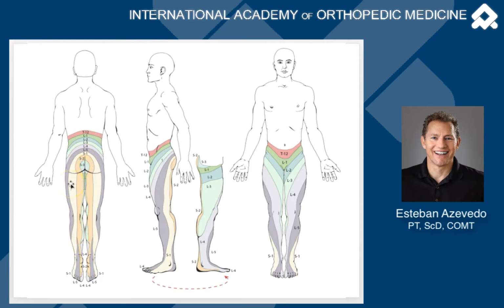You can even get a disc protrusion later in life and get the L3 or L4 nerve root coming down the front of the leg. Those usually happen after the age of 50.